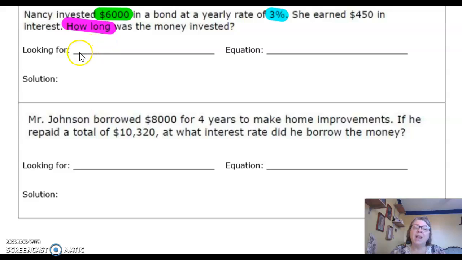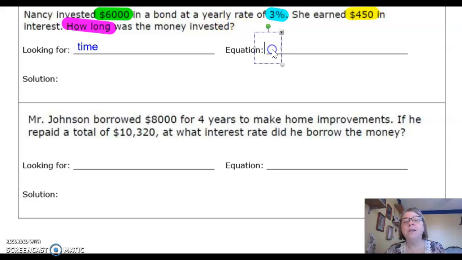So this time I'm actually looking for time. So I'm looking for something inside. So what is 450? I didn't start with it. I ended up with it. So my 450 is actually my interest. All right, so I have my 4 colors, and now I'm going to put those into the equation.